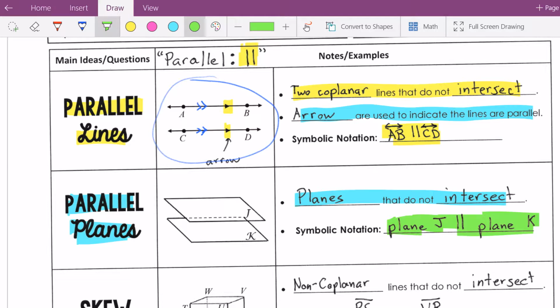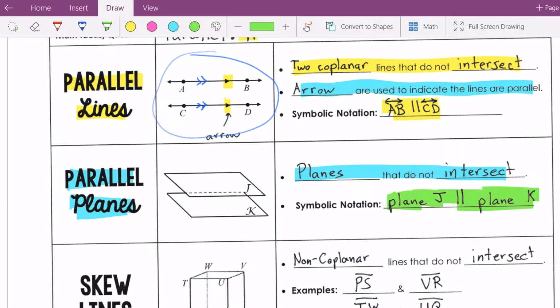Alright, moving on to the other one. There is another type of line that does not intersect another line, but these are the ones that are not on the same plane. They would be called skew lines. A skew line is a non-coplanar line that does not intersect. And it's a lot easier to just look at the picture to figure out what we're talking about here.